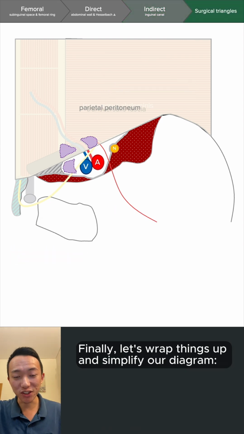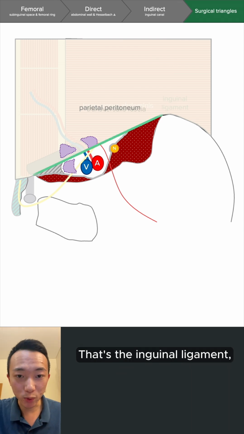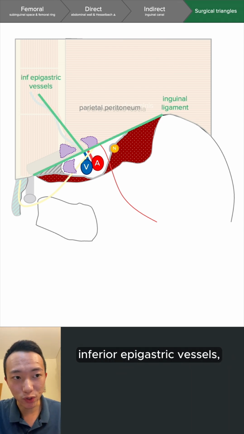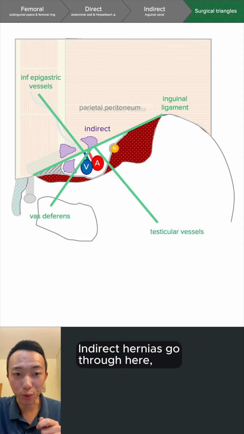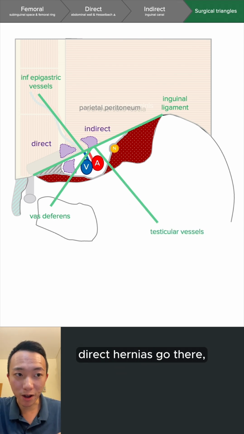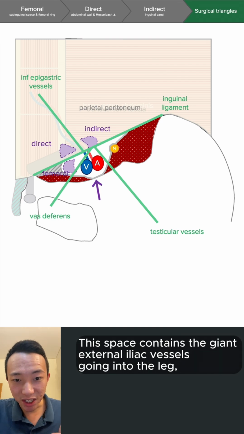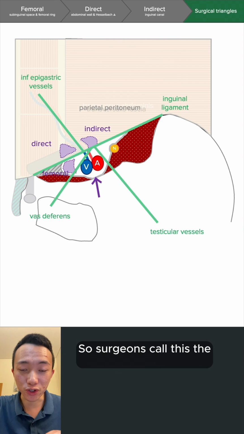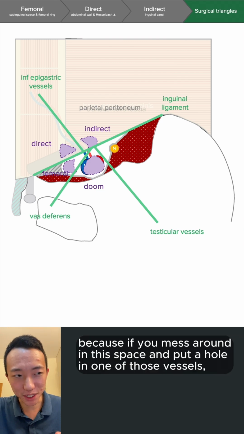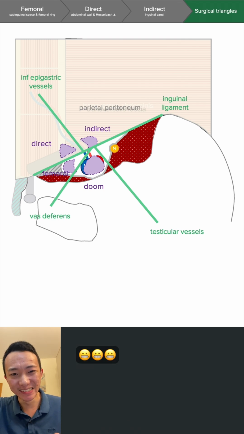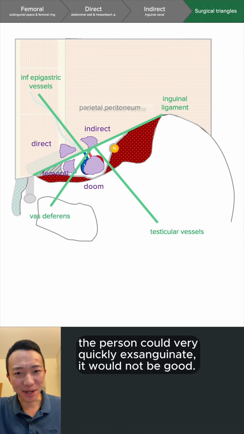Finally, let's wrap things up and simplify our diagram. That's the inguinal ligament, inferior epigastric vessels, vas deferens, and testicular vessels. Indirect hernias go through here, direct hernias go there, femoral hernias go there. This space contains the giant external iliac vessels going into the leg. So surgeons call this the triangle of doom, because if you mess around in this space and put a hole in one of those vessels, the person could very quickly exsanguinate. It would not be good.